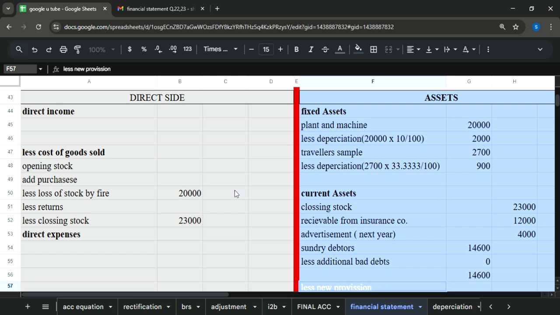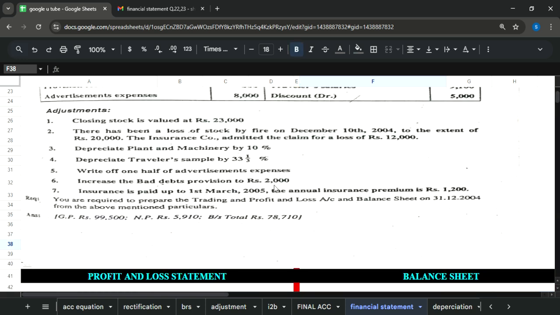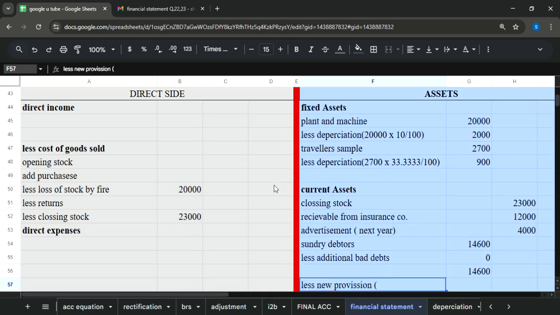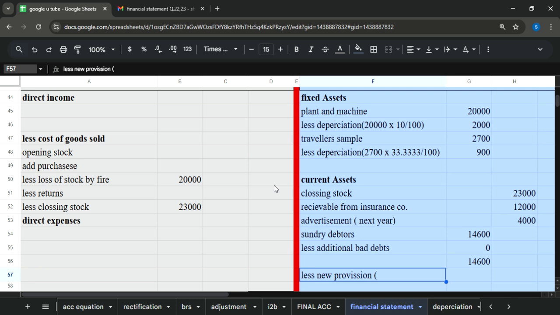And how will you calculate this new provision? You will go and see. We do not need to calculate because a percentage is not given. Instead of a percentage, we have the exact amount, 2000. So here you will be writing provision for bad debts, and that is 2000.